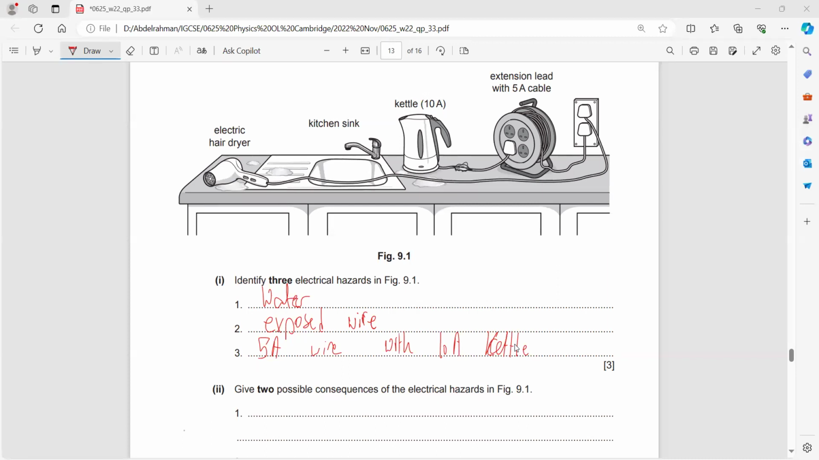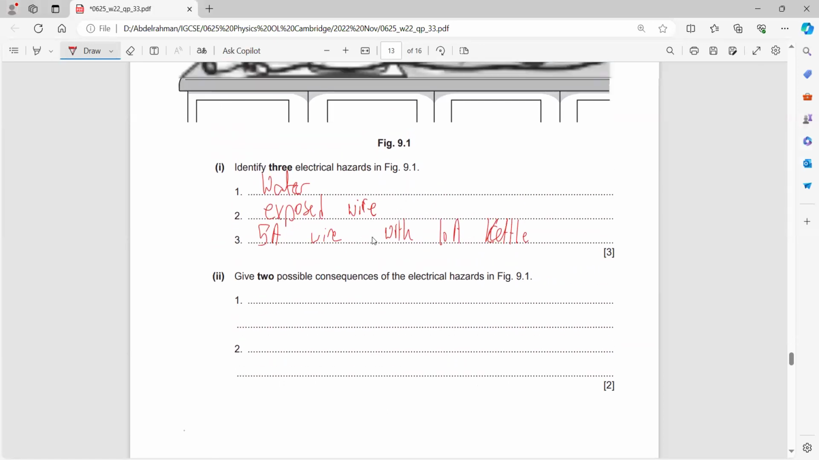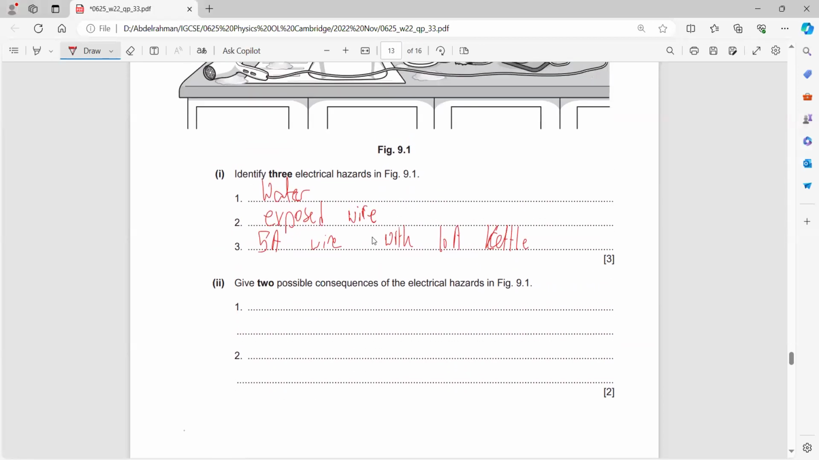What are the problems? He's stating, what are the problems? Give two possible consequences for these. Electrocuted. Electric shock. Okay, what else? Overheating of appliances. Electric shock, cable will melt, and overheating, or the cable will melt. Electric shock and overheating.